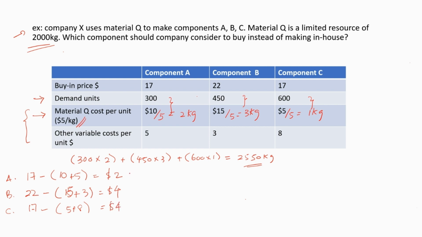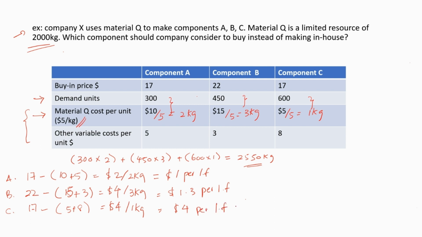Now let's calculate the savings per limiting factor. We have to divide this value by the limiting factor. For component A, 2 kilograms of material Q is needed. For component B, 3 kilograms of material Q is needed. For component C, 1 kilogram of material is needed. So this is equal to $1 per limiting factor. This is equal to $1.3 per limiting factor. This is equal to $4 per limiting factor.